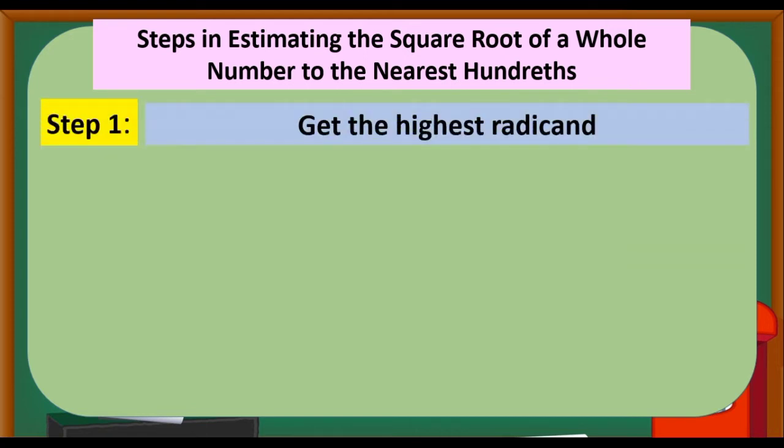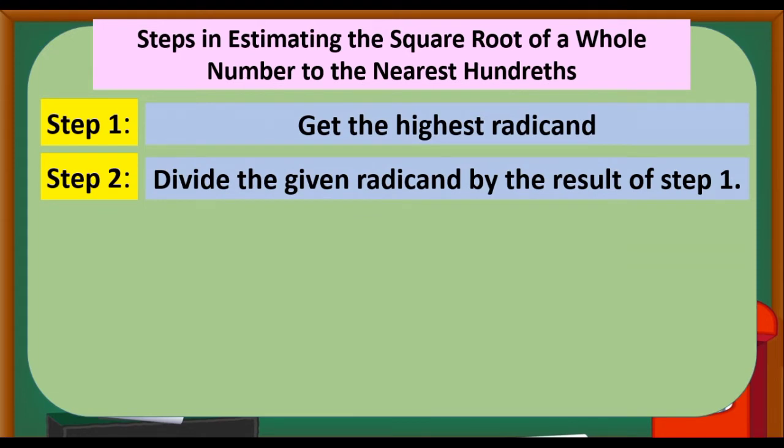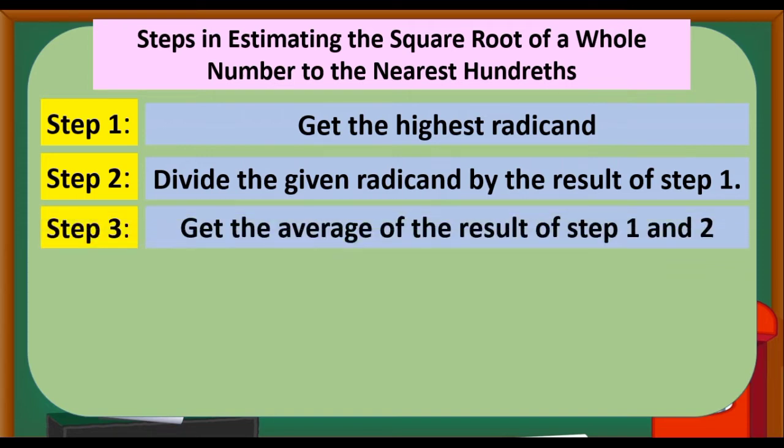So ang una, get the highest radicand. Step 2, divide the given radicand by the result of step 1. So magkaugnay yun. So kapag nakuha natin yung sagot sa step 1, gagamitin natin yon para ipang-divide dun sa given radicand. And then, get the average of the result of step 1 and step 2. Kung ano yung nakuha natin sa step 1 at step 2, i-add natin at i-divide natin sa dalawa.